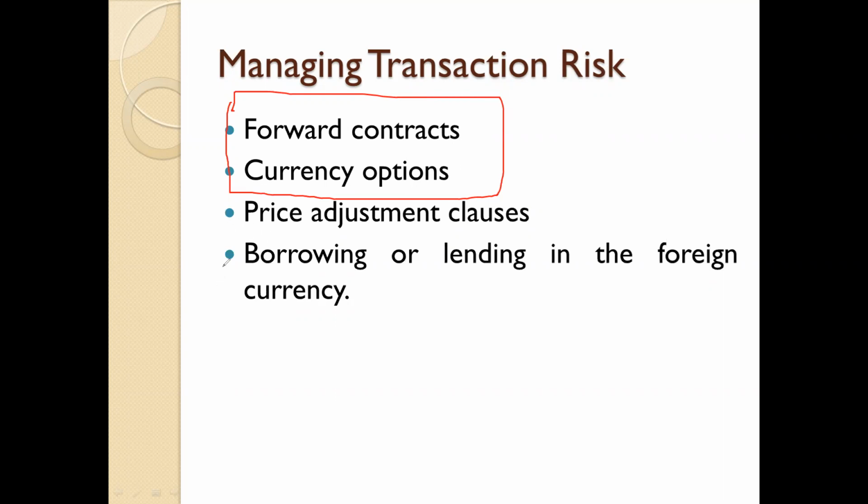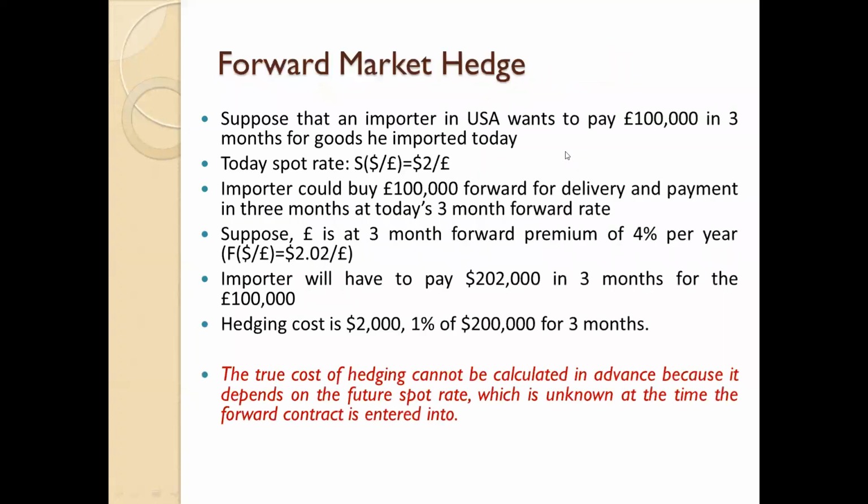Price adjustment and borrowing and lending, we are not discussing in that way, but you can get some sort of idea when you refer to your recommended textbook. We are not discussing price adjustment and borrowing and lending in foreign currency, but we give more focus on currency options and forward contracts to minimize or manage transaction risk. Okay, so that's the basic thing we are going to deal with in transaction risk.